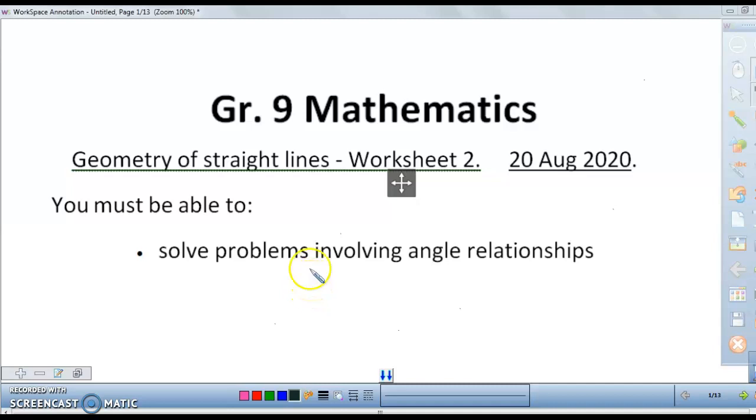When you are done with this, you must be able to solve problems involving angle relationships. To help you with this, we are going to do a few examples. I suggest that you get your pencil, your book, your ruler, and do the examples with me, because that will help you. So let's start with example 1.